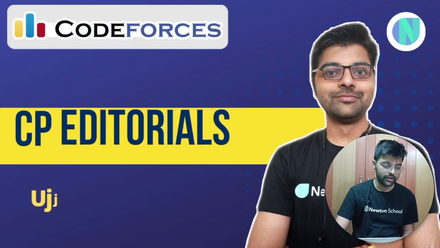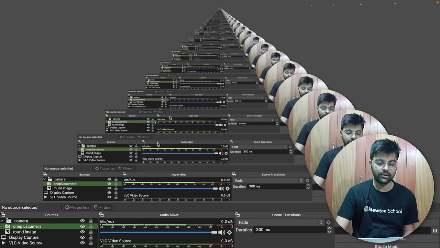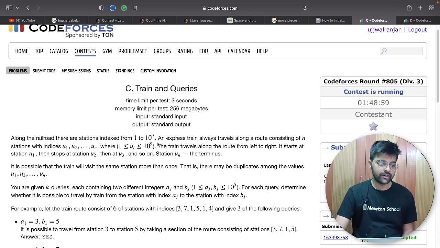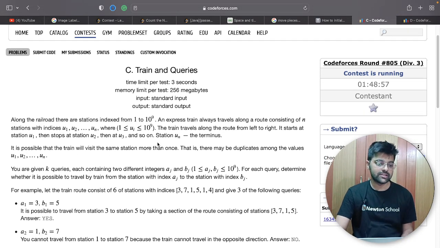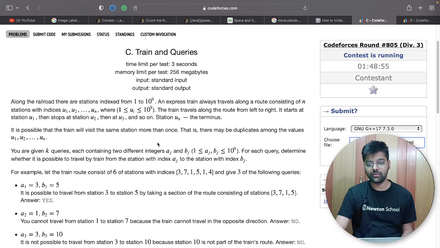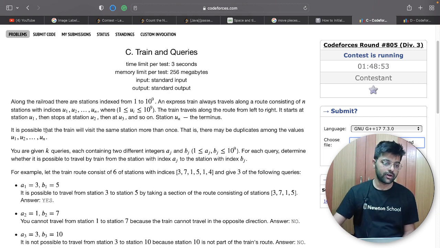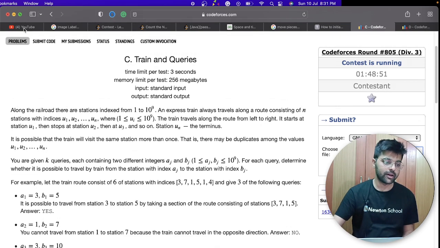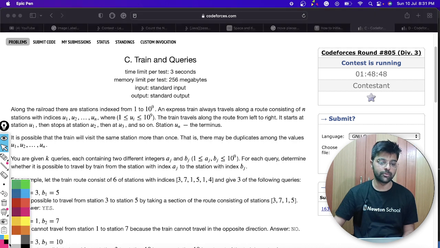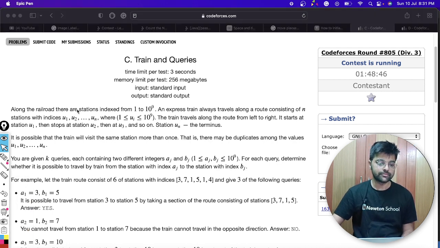So we'll come to the problem. Train and Queries: along the railroad, there are stations indexed from 1 to 10^9. In this problem, please read the problem; I am going to discuss what is given in the problem. There are stations which are indexed from 1 to 10^9, right?